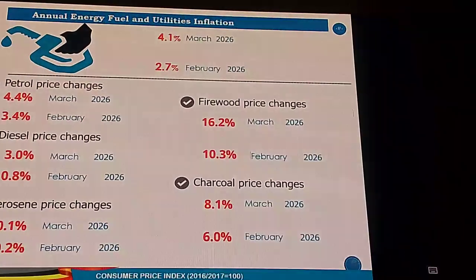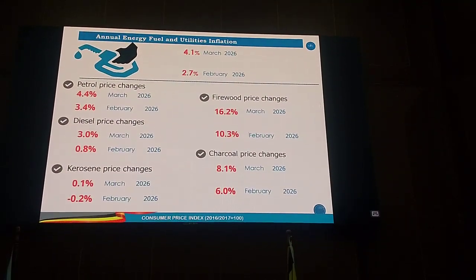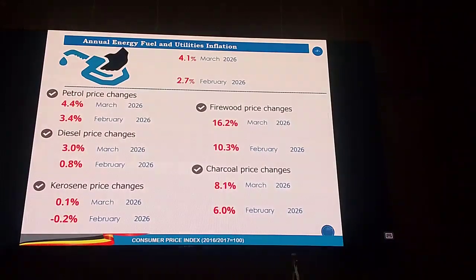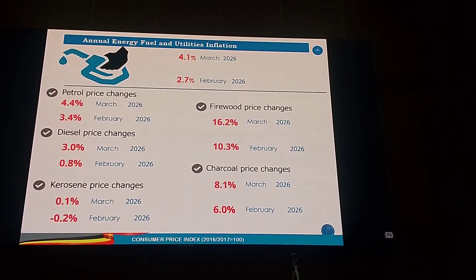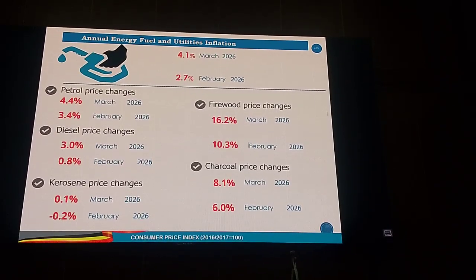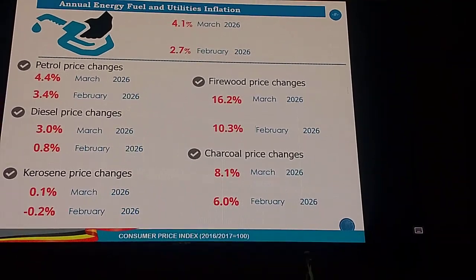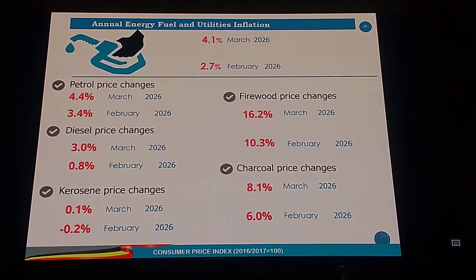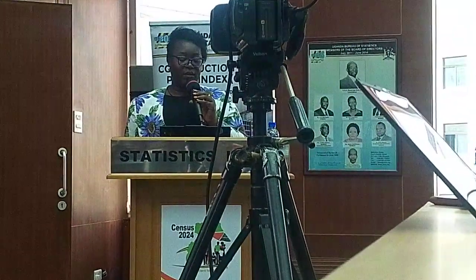To throw more light on what is making this energy, fuels and utilities category increase, we see petrol prices increasing by 4.4% in the month of March 2026 compared to the 3.4% that we recorded in February 2026. Diesel prices have also increased to 3.0% this month of March 2026 compared to the 0.8 that was recorded in February 2026. Prices of kerosene have also increased by 0.1% in this month of March 2026 compared to the minus 0.2% that was recorded in February 2026.